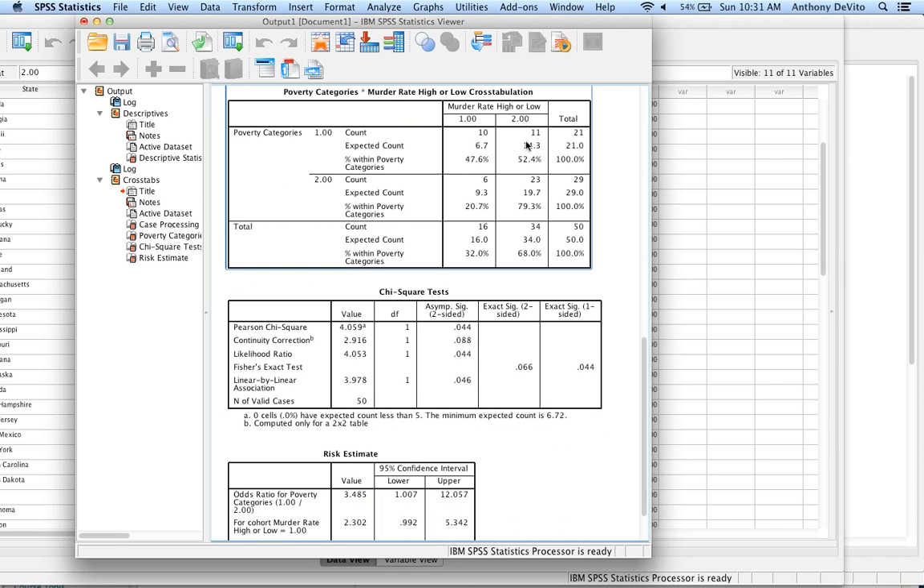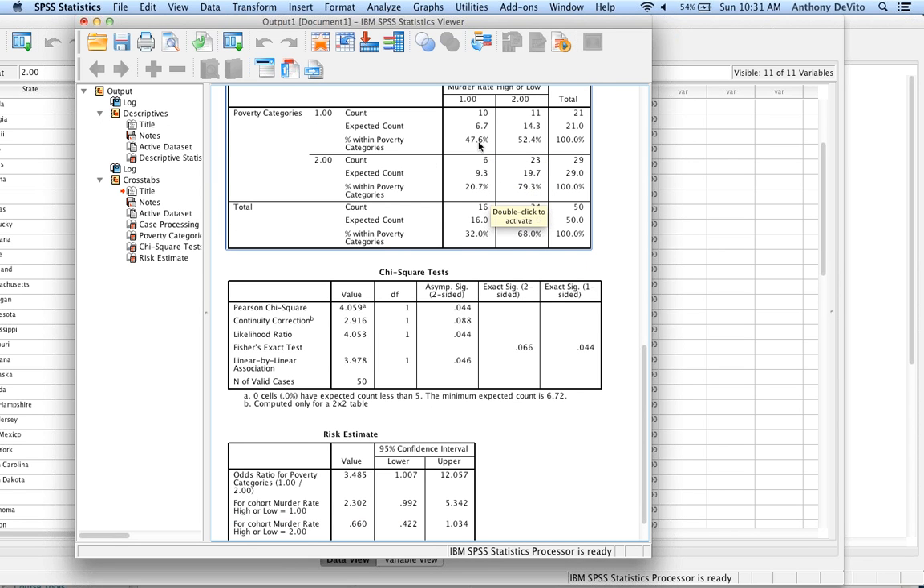Okay, let's see. Our expected rate for high murder rate and high poverty level was 6.7, but I got more than I expected, and I got less than I expected. So this is kind of like what I would expect to get. My risk of having a high murder rate, if there's a high poverty rate, is 47%, and the risk, if we have a low poverty rate, is only 20%.